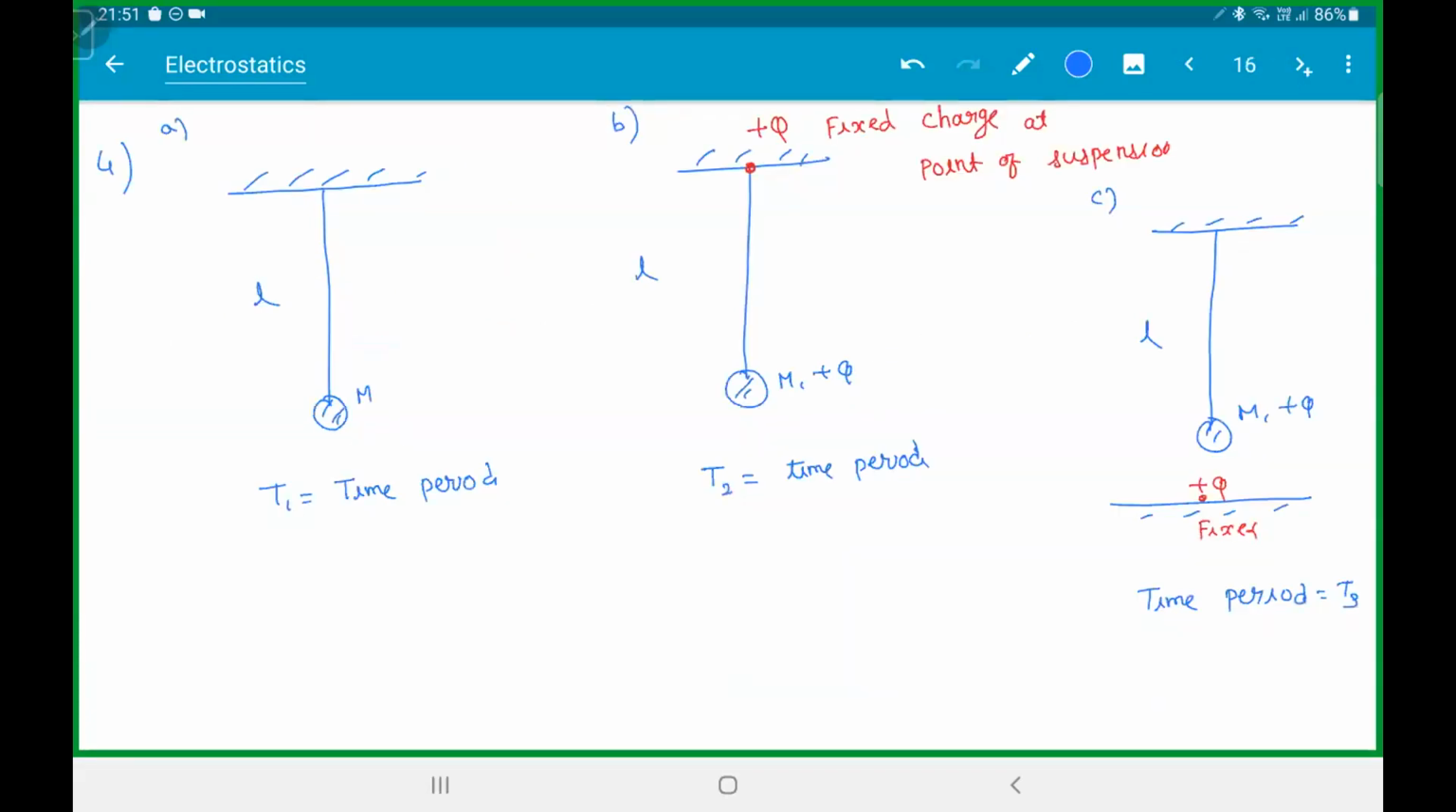Try this. I hope the scenario is clear. There is no charge here in the first case. In the second case, there's a charge on the pendulum and the charge q at the point of suspension. Case 3, there's a charge on the pendulum, there's a charge q on the ground. Time periods are t1, t2, t3. I just want you to tell me which one is greater, which one is smaller. Try this. When we say conceptual and theoretical question, this is what it means.